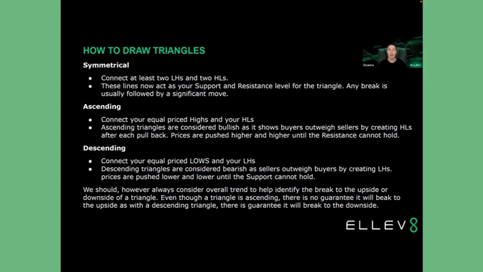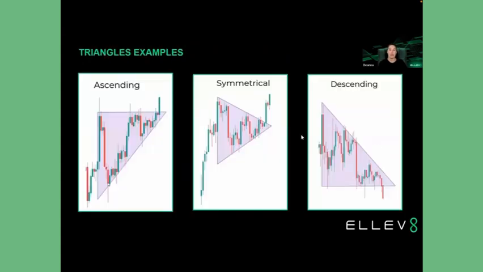Now, even though a triangle is ascending, there is no guarantee it will break to the upside. As with a descending triangle, there is no guarantee it will break to the downside. So guys, you can see there already, we're bringing in support and resistance, and we're bringing in trend lines and market structure again. The four fundamentals are now being brought into these patterns. So we need to make sure that we're getting really good at our fundamentals.